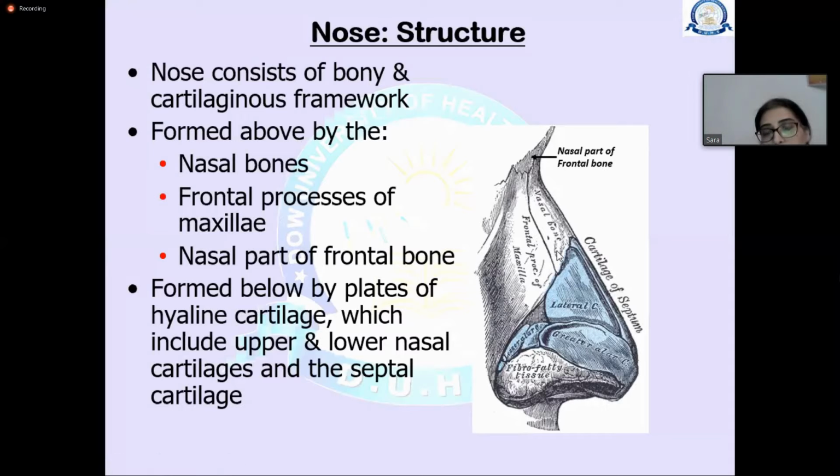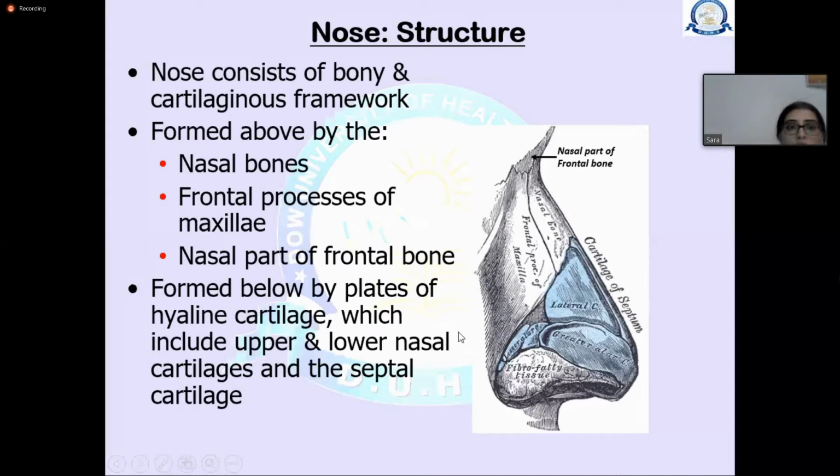Superiorly, you have those smaller structures or bones which are known as the nasal bones. So you have a pair of nasal bones in the midline forming the root of the nose. Superior to that, you have the nasal part of the frontal bone. Lateral. So in the midline, you have the nasal bones on the two sides, and further lateral to that, you have the frontal process of the maxilla. So this is the bony projection of the bony part of the external nose.